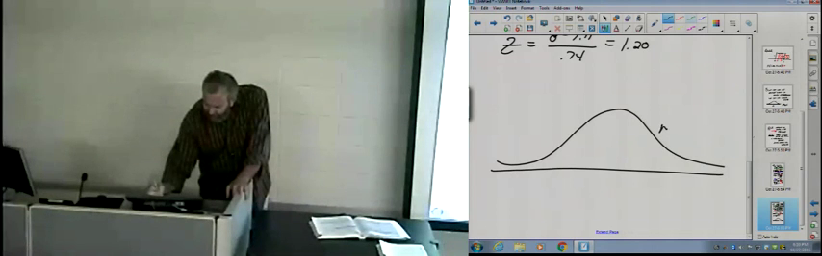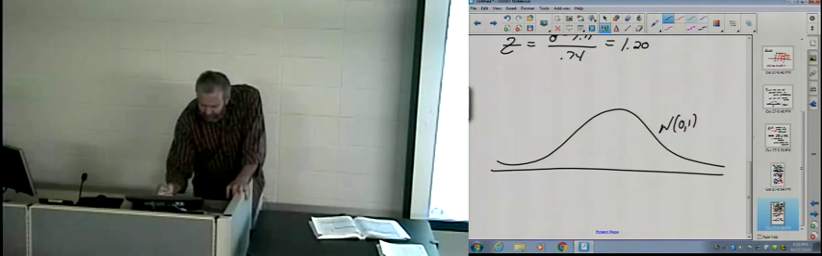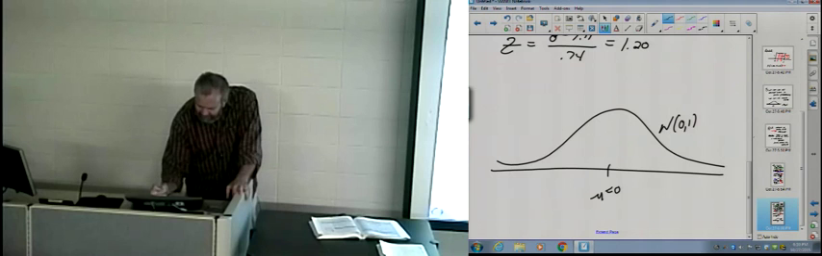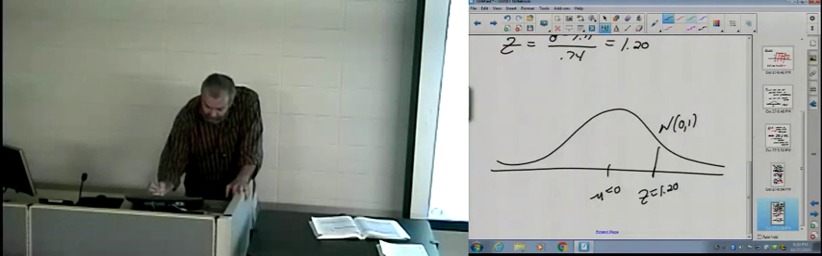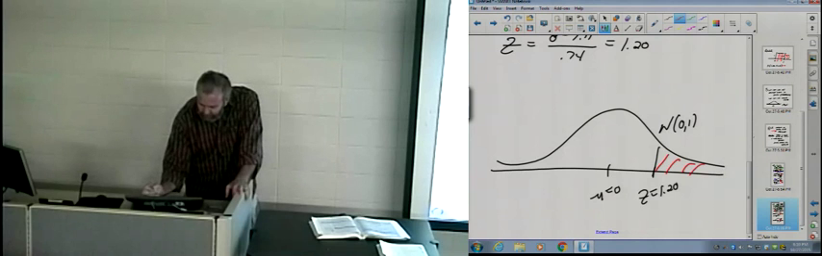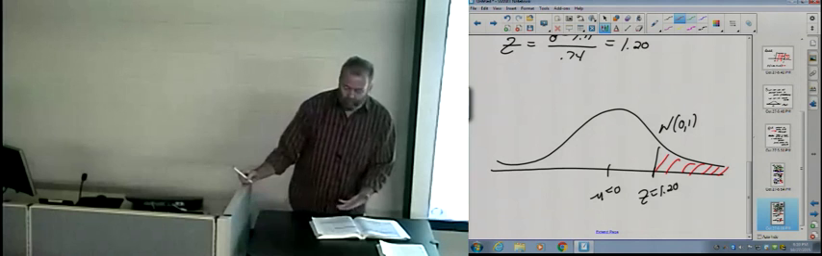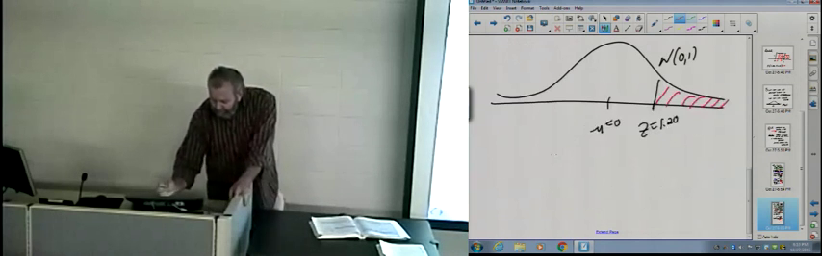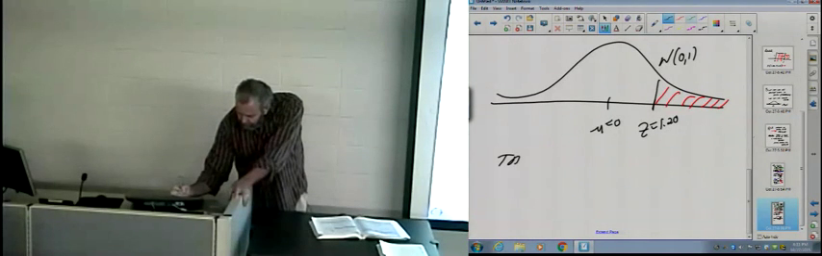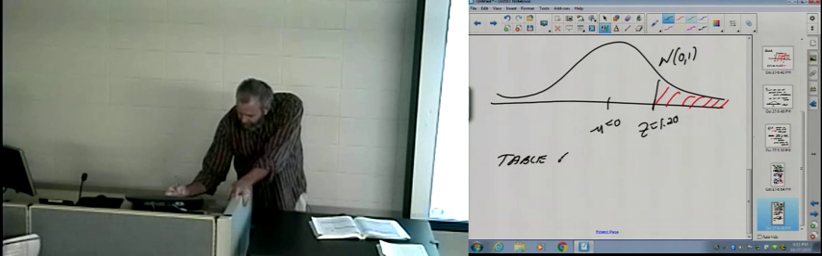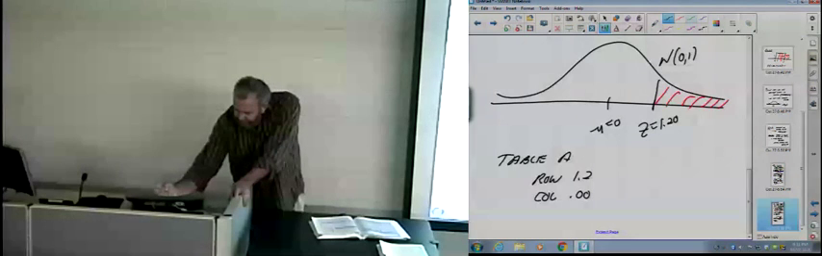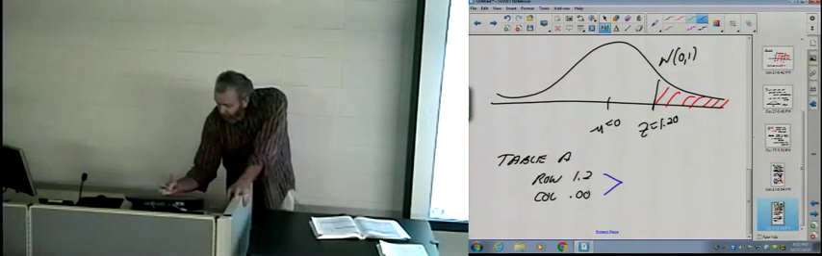Again, just like before, if you don't want to draw all the pictures, nobody's going to get excited. I draw the pictures so that I can keep track of what's going on here. You wanted the area to the right before, you want the area to the right now. You go to table A. You're going to go to the row that is 1.2. The column is 0.00. You're going to get a number here of point, what?